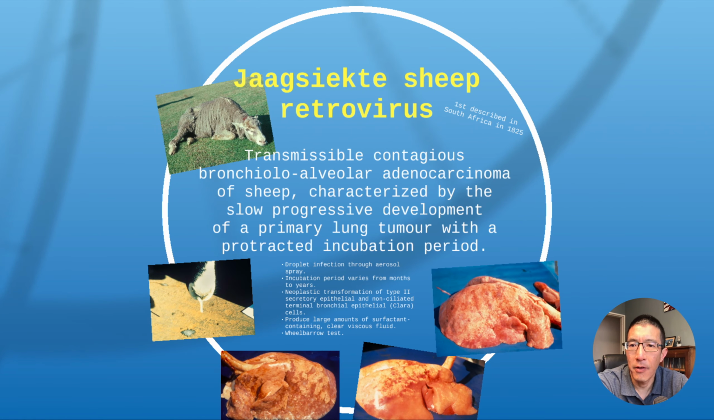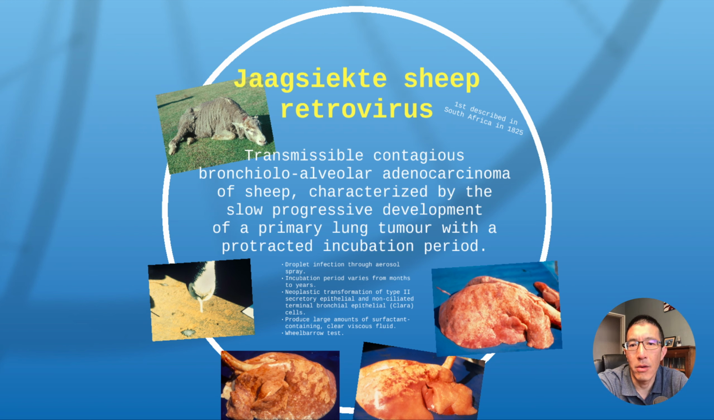Retroviruses of sheep. The first is Jaagsiekte sheep retrovirus. This virus was first described in South Africa and causes slow-growing pulmonary tumors in sheep. The disease is therefore only seen in older sheep. These sheep will lag behind in the flock. They may be dyspneic, and there may be fluid dripping from the nostrils.